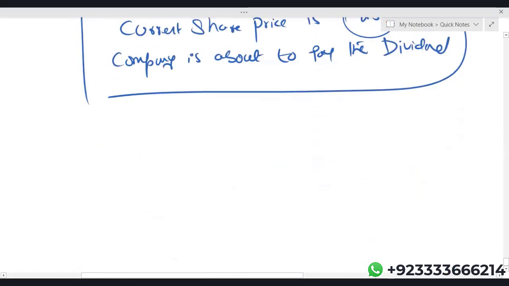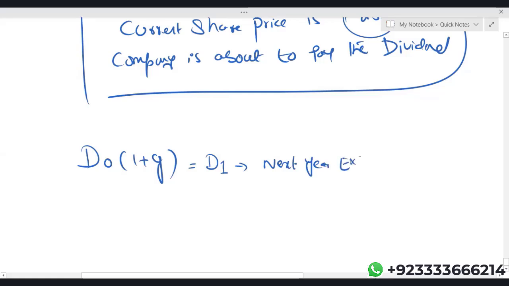Okay. D naught is the current dividend per share. G is the annual dividend growth rate, and we assume that the annual dividend growth rate is constant. So D naught (1 plus G) is equal to D1, which is the next year's expected dividend. For example, if it is D24, then times (1 plus G) will give you D25.